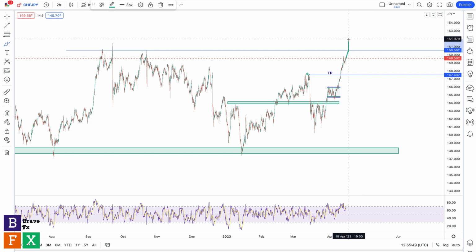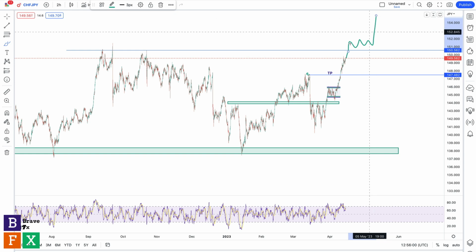Alternatively, we might get a breakout and a consolidation above the resistance level, like a bullish flag, a bullish rectangle, an ascending triangle, a symmetrical triangle, whatever the chart pattern looks like. With the bullish breakout, I'm going to go long. So these are the 3 different scenarios in which I'm going to go long on CHF-JPY.